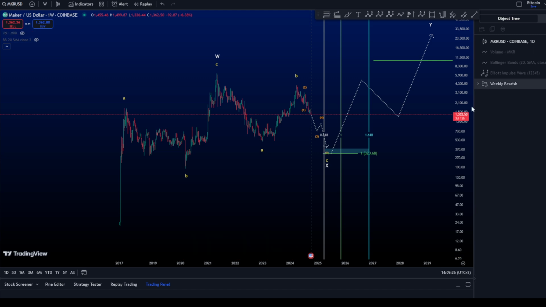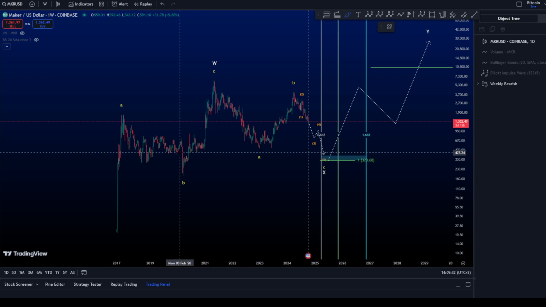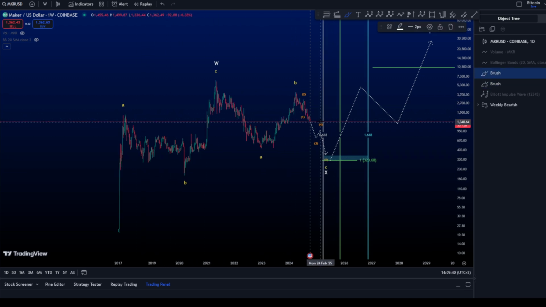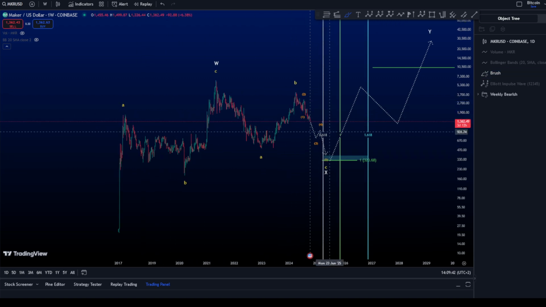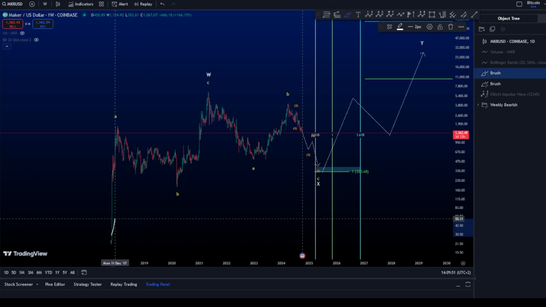So let's see the Maker. Very nice chart, very simple. Starting on the weekly, to be honest, we're gonna move a little bit in the 4 hour as well, but it's not really necessary. It's very clear already in the weekly as well as on the daily, so we're gonna see it. However, on Maker, it's very simple. You have an impulse here, right?